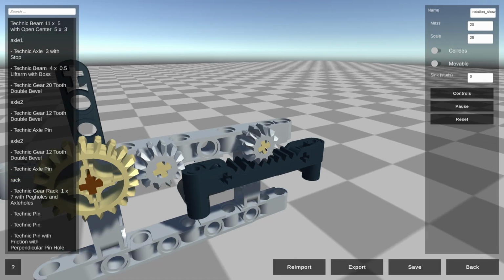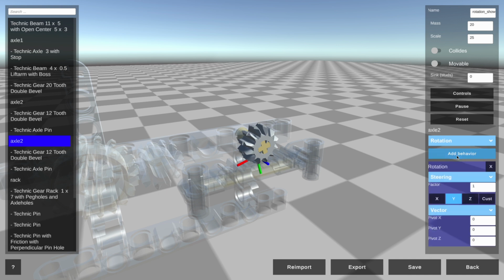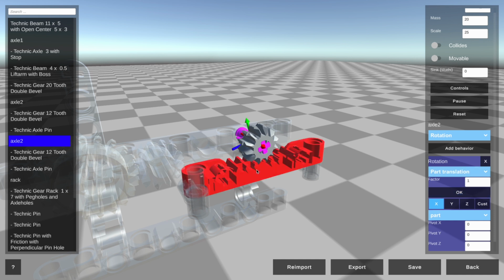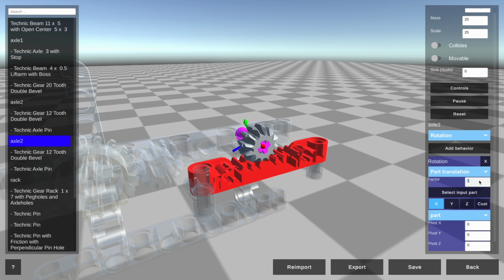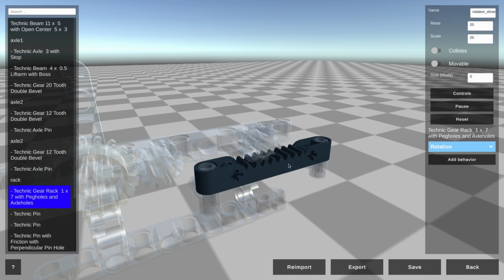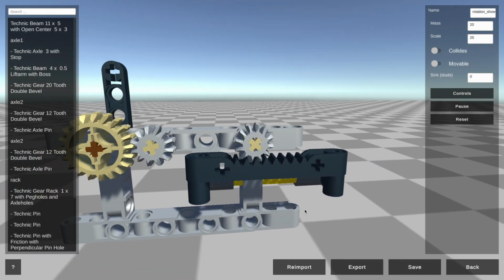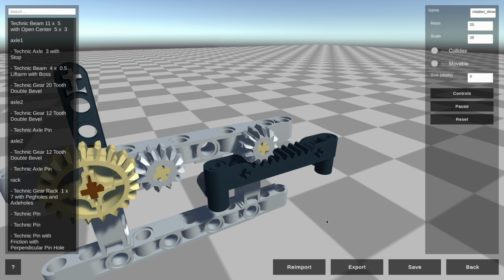A part translation value can also be used as input for a rotation. For example, when the motion of a gear rack is rotating a gear. Gear racks have 2.5 teeth per a single stud distance of 20 units. This means that a displacement of 8 units will move 1 tooth of gear. In case of this 12-tooth gear, that's 30 degrees, so we need a factor of 3.75. Don't worry, I promise there will be some auto configuration here soon. This scenario can also be set up inversely when the gear rack displacement is determined by the gear rotation.